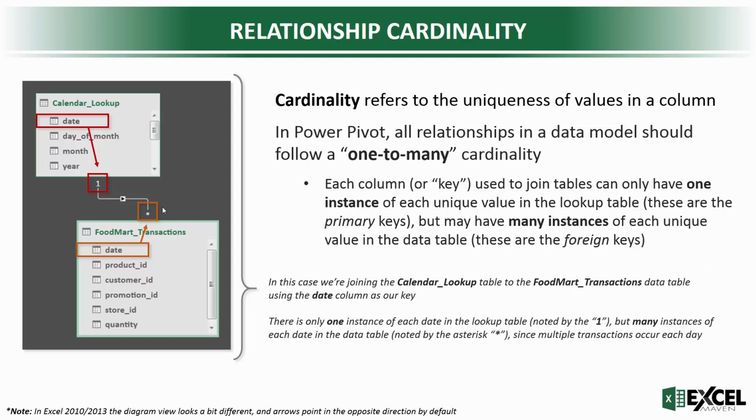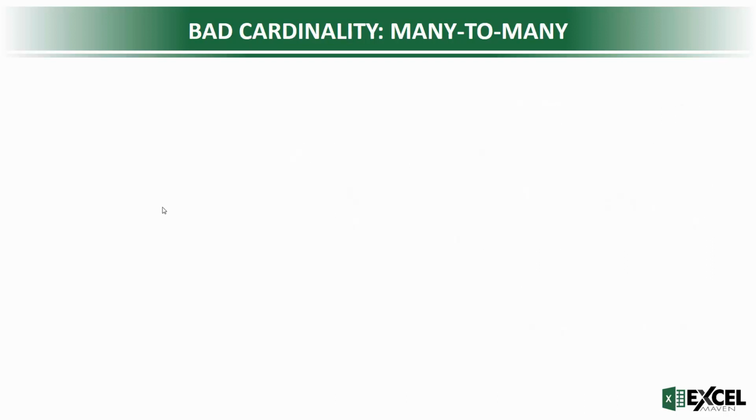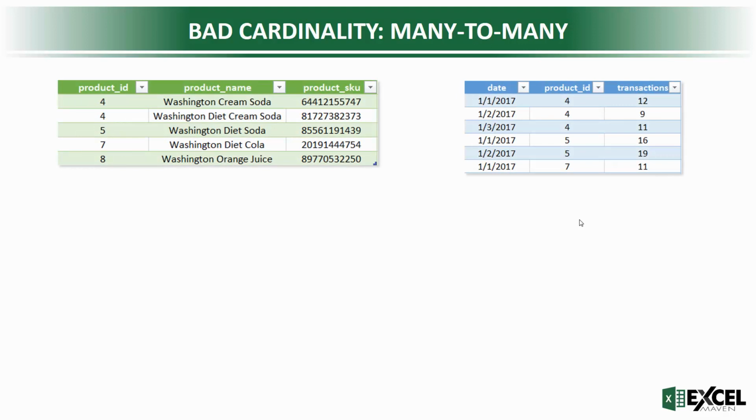Now, let's dig into why it's so important to have a one-to-many cardinality. First, let's consider what's wrong with trying to create a many-to-many relationship. Let's say you've got two tables here. You've got a product lookup on the left, you've got a transaction table in blue on the right, but the only difference between this product table and the ones that we've been working with is that this one has a duplicate value of a product ID.